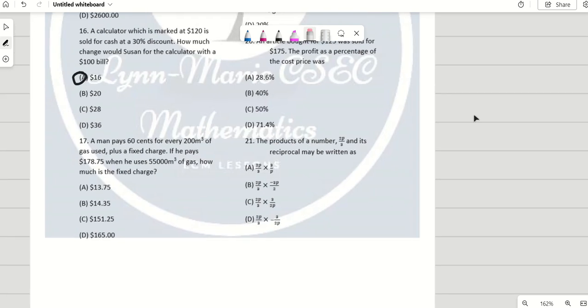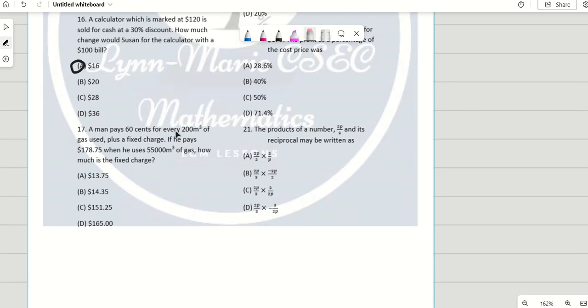Right, let's look. A man pays 60 cents for every 200 meters cubed of gas used. If he pays, plus a fixed charge, so they have a fixed charge, $178.75 when he uses 55,000 meters cubed of gas. How much is his fixed charge?